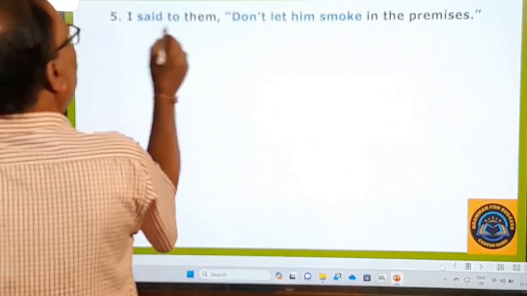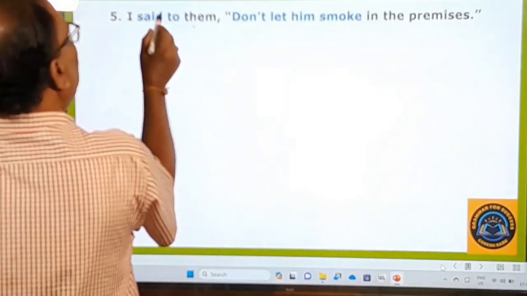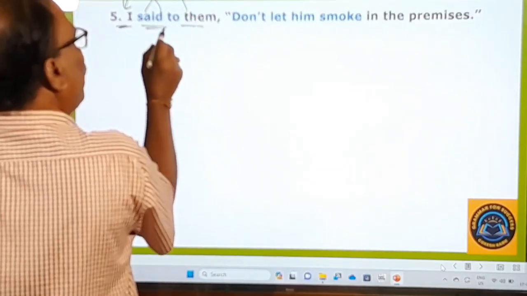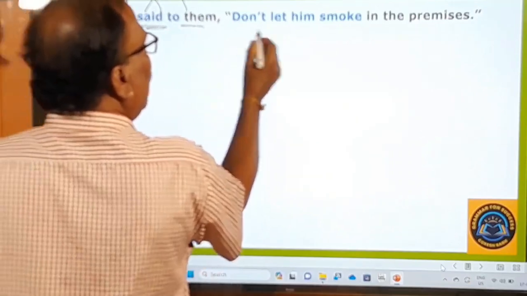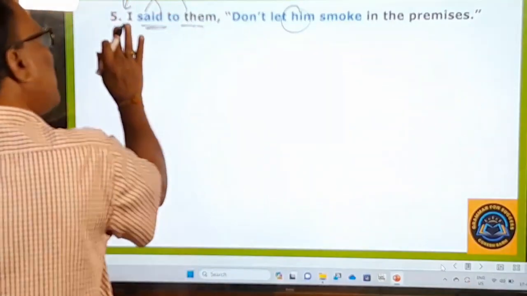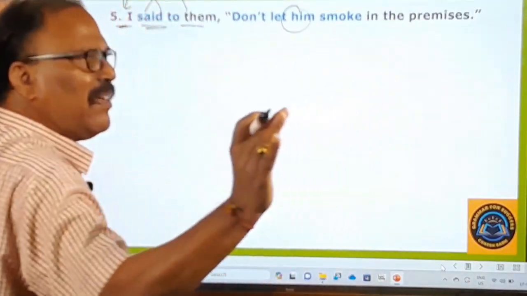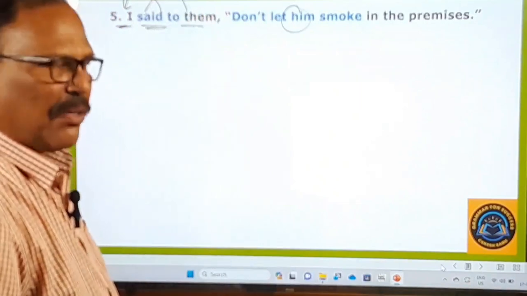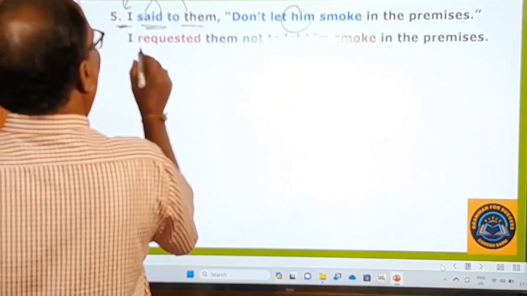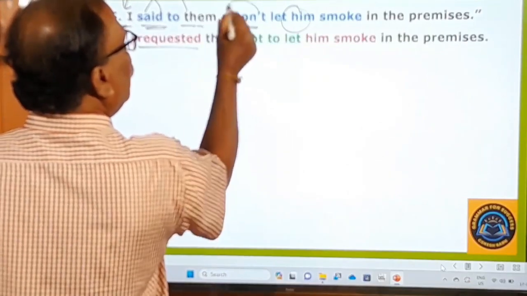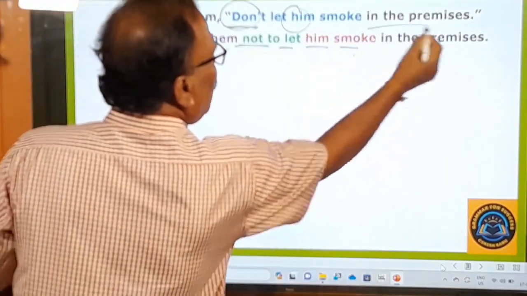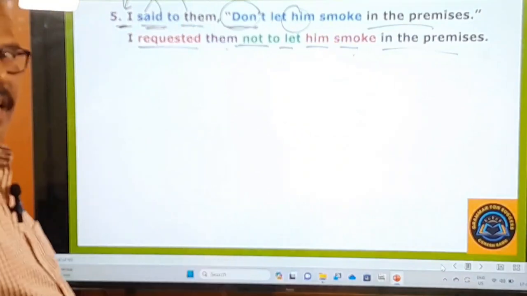Fifth example. I said to them, okay, the subject of the reporting verb is I. The object of the reporting verb is them. So these two persons are different. And here in this sentence, don't let him smoke in the premises. This him is different. These three persons are different. And that's why they are used as they are. No problem here. So what will be the answer? I requested them, but the sentence is beginning with don't. That's why you use not to, and afterwards let him smoke in the premises. They are written as they are, no change at all.